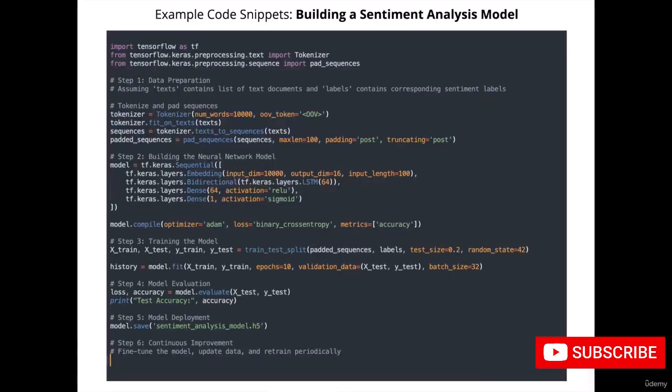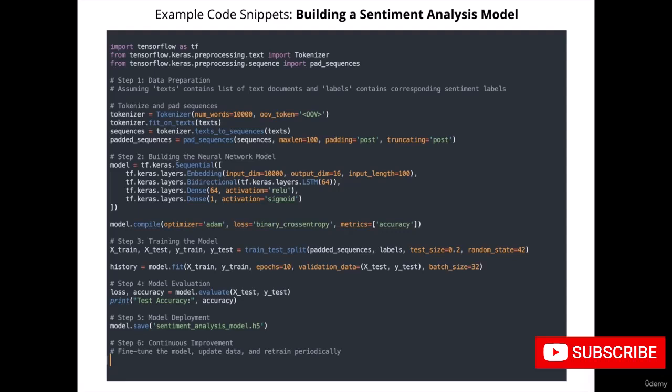Let's go over this to see how we have implemented the sentiment analysis model. First, we need to import TensorFlow. Then we have to import Tokenizer from TensorFlow Keras preprocessing text. Next, import pad_sequences from Keras preprocessing sequence. The first step is data preparation. Assuming text contains a list of text documents and labels contain the corresponding sentiment labels, we're going to tokenize and pad sequences. Use the Tokenizer function. Pass num_words equal to 10,000 and oov_token as OOV. Call the tokenizer's fit_on_texts function and pass the text to that.